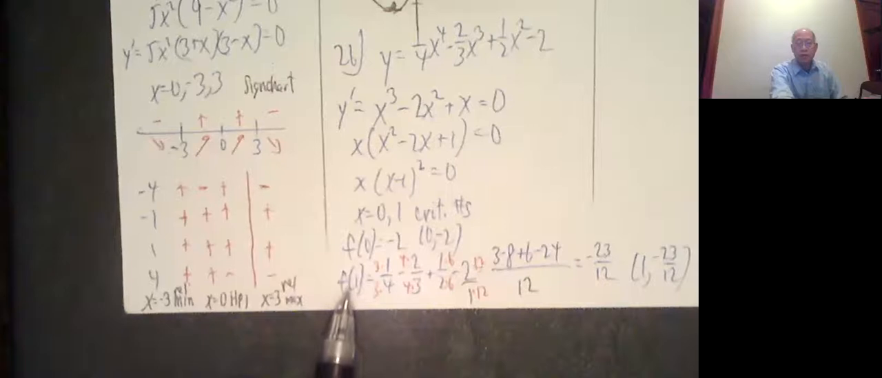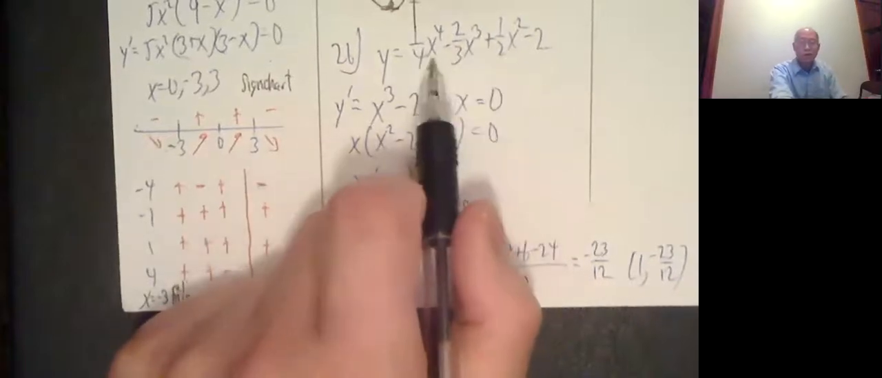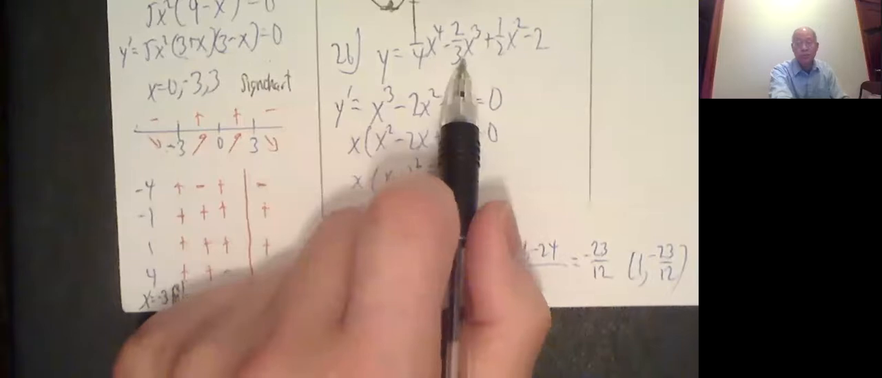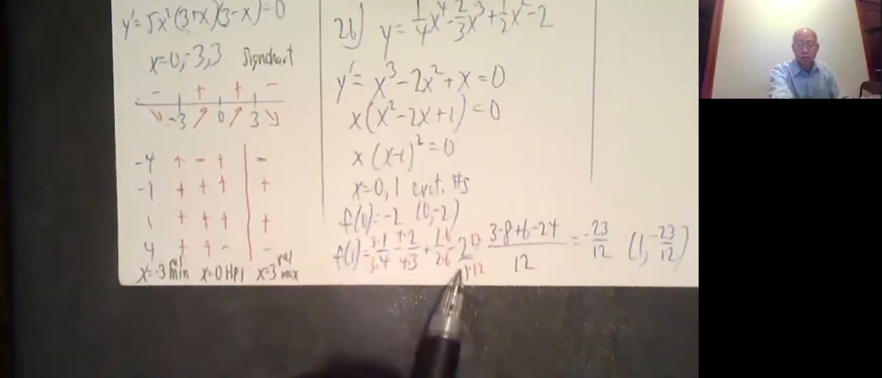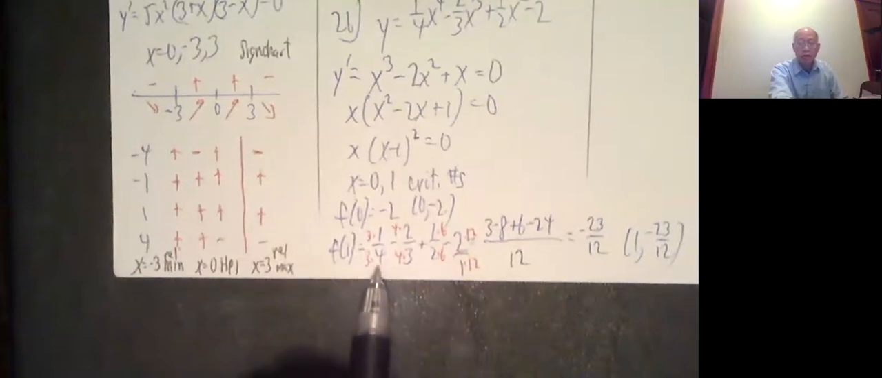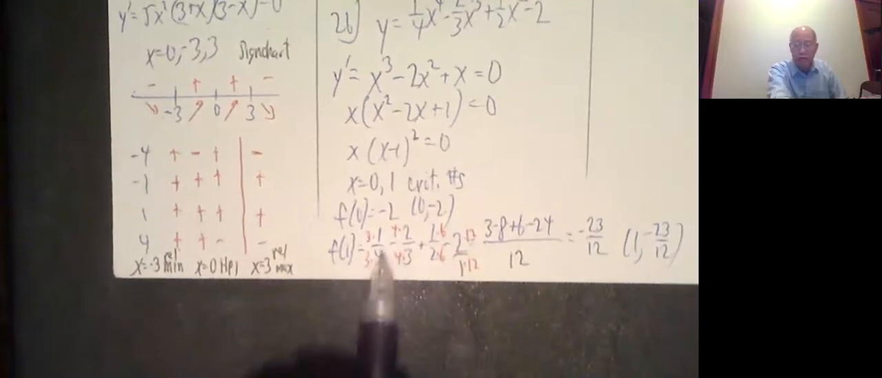F of 1, unfortunately, is a lot worse. Put a 1 here, 1 here, 1 here. Well, at least 1 to the 4th power is 1. 1 cubed is 1. 1 squared is 1. So I have 1/4 minus 2/3 plus 1/2 minus 2, which is 2 over 1. Common denominator is 12. So in red, I multiplied by the appropriate number to get a denominator of 12.